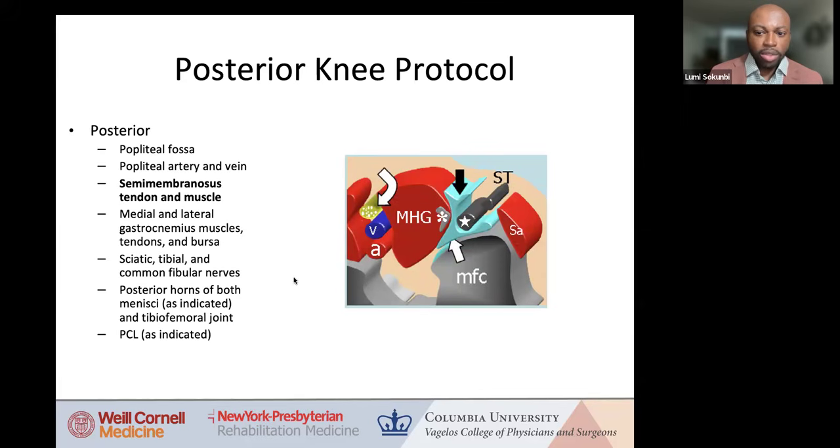So this diagram is a great depiction of the anatomy of some of these structures. You have your medial head of the gastroc. That asterisk is the medial head of the gastroc tendon. The star is the semimembranosus tendon, and then the arrows are pointing to this light blue area, which is your semimembranosus medial head of the gastroc bursa, which is typically where we find a Baker's cyst.